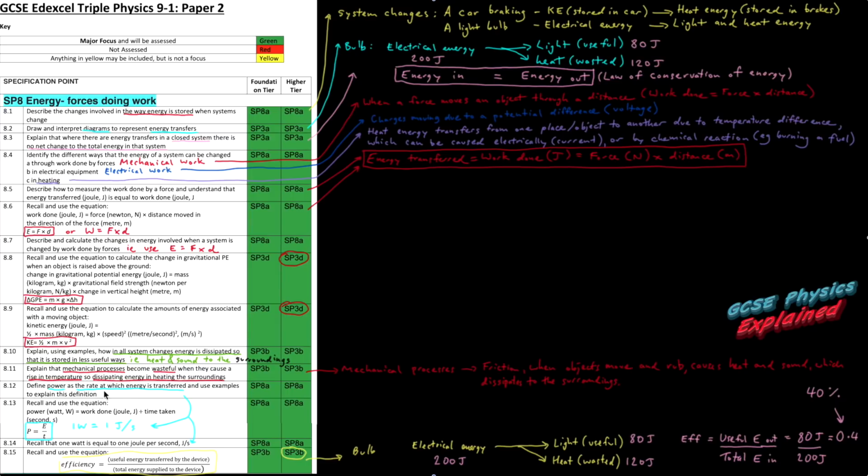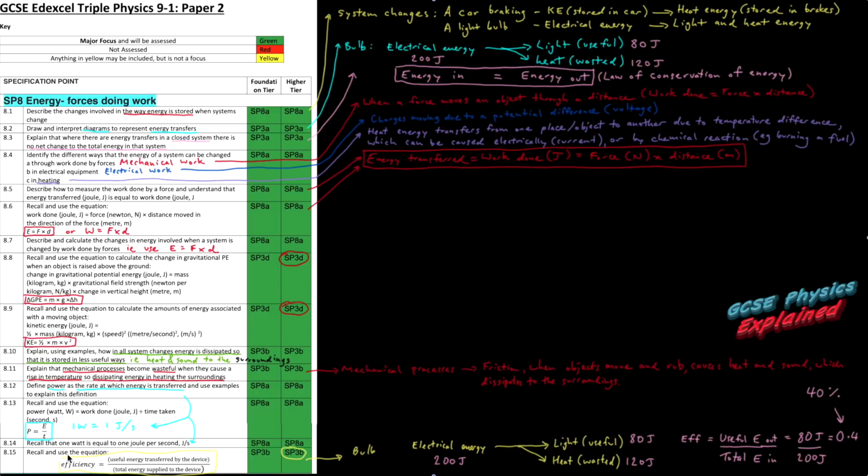Define power as the rate at which energy is transferred and use examples to explain this definition. For example, that ties straight in with this equation: power equals energy transferred over time. Power is measured in watts, energy is measured in joules and time is measured in seconds. So 1 watt is equal to 1 joule per second. Recall that 1 watt is equal to 1 joule per second.